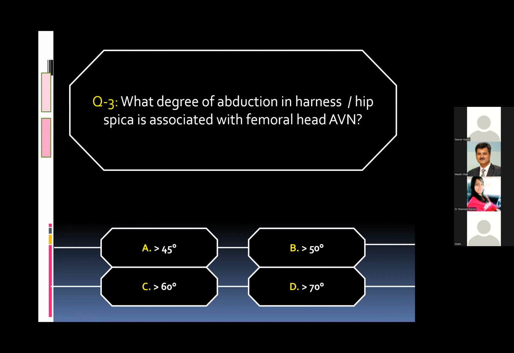What should be the degrees which can lead to AVN? What do you think? Shinam, what do you think? What degree? The answer is more than 60 degrees. Yeah. So whenever it is more than 60 degrees, then there is a chance that we might compress the retinacular vessels and induce AVN. So it should always be less than 60 degrees, either in harness or in spica. Next one.